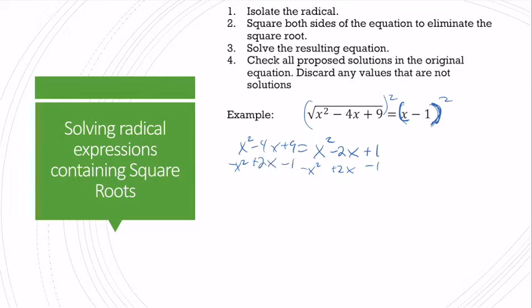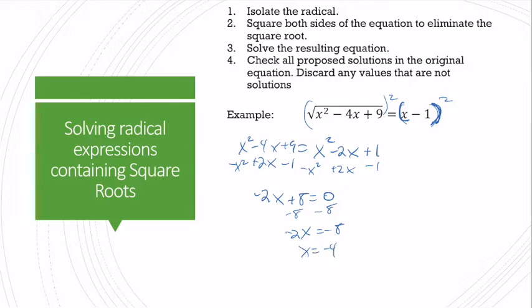So I get negative 2x plus 8 equals 0. I go ahead and move my 8 over, so I subtract 8 from both sides. That gives me negative 2x equals negative 8, so x equals negative 4.